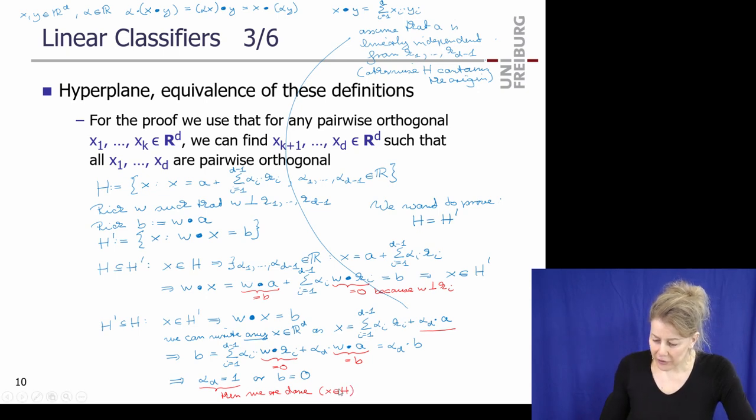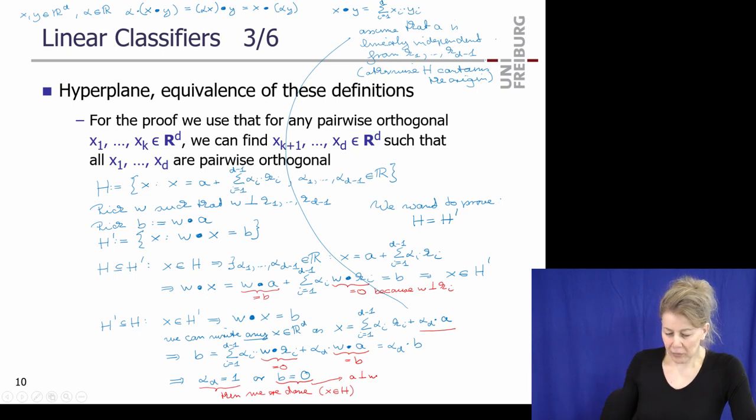And if b is equal to 0, what happens if b is equal to 0? In this case, it means this dot product here is 0. I thought I don't need that special case, but if b is equal to 0, certainly then a is orthogonal to w. That's what it means, right? So my a is orthogonal to w, which means a lies in the hyperplane.